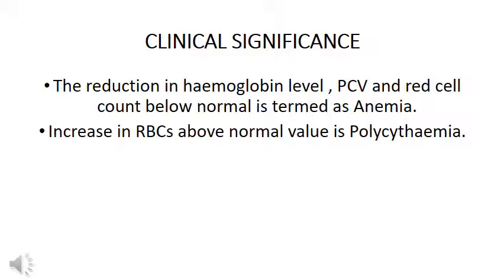And the other thing is increased RBCs above the normal value, which is known as polycythemia. So polycythemia is actually an increase in the number of RBCs. There are certain other conditions which can cause anemia and polycythemia. But basically anemia and polycythemia are the two major conditions which are associated with the deficiency and the excess of RBCs in the blood.